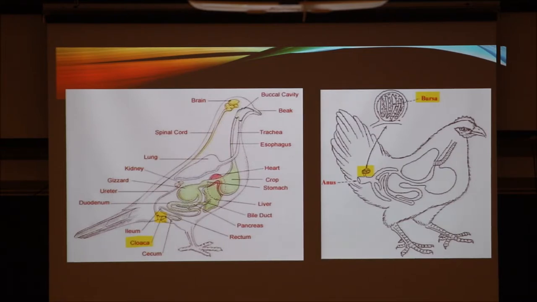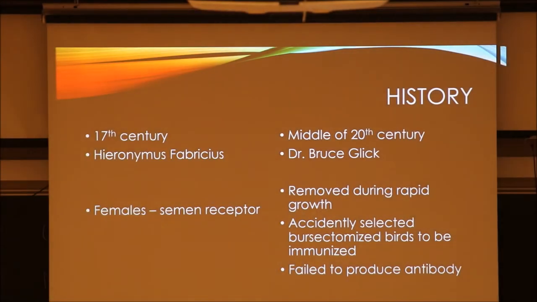All right, so now that we've learned about the location of the bursa, we're going to go ahead and learn some about the history. It was first discovered in the 17th century by Hieronymus Fabricius, which is where the name comes from. Although he was able to identify that the structure was unique to avians, he thought it was only present in female birds and acted as a semen receptor, mainly based on its location.